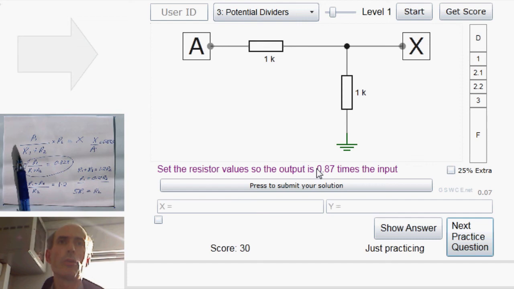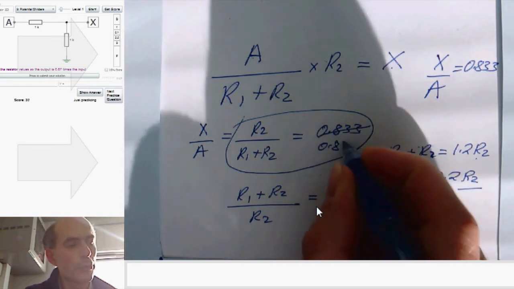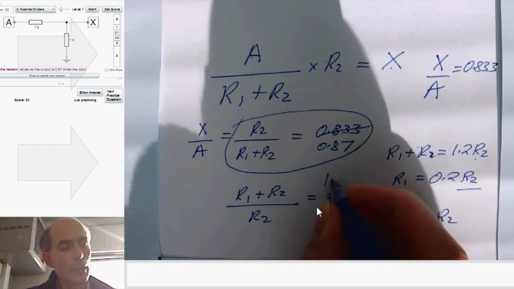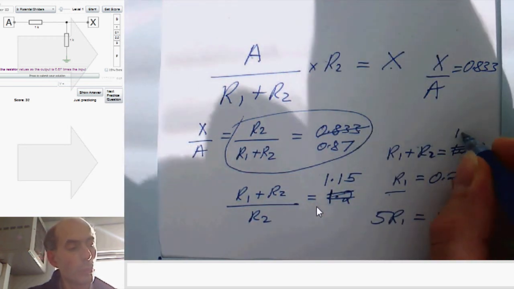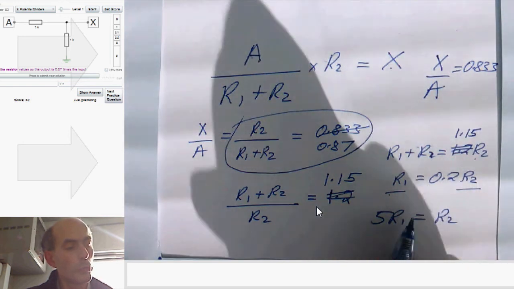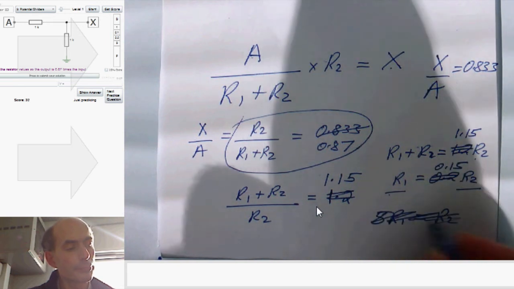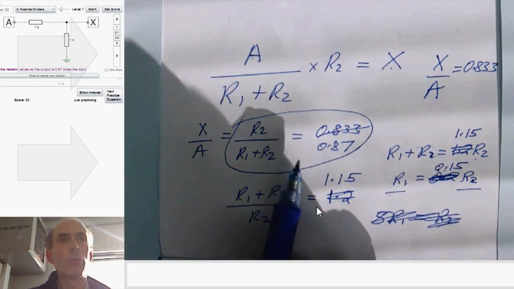This one, we've got 0.87 times the input. Same idea, go through the same type of calculations. You'll find that instead of 0.833 here, we get 0.87, and 1 over 0.87 is 1.15. So this here would become 1.15, which means this here would become 0.15. R2 is 0.15 times R1.